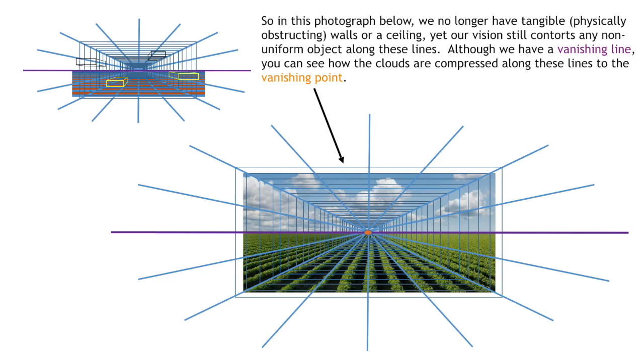And although we have a vanishing line, you can see how the clouds are compressed along these lines to the vanishing point. Even the clouds are converging towards the orange point in the middle. But keep in mind that all of these are parallel structures to one another in the linear world. And so you have to spread these things outward in your mind's eye to represent how they are in real life.